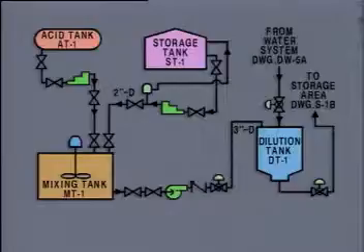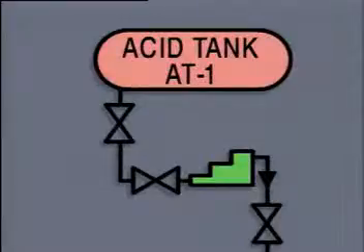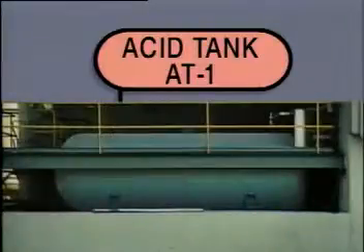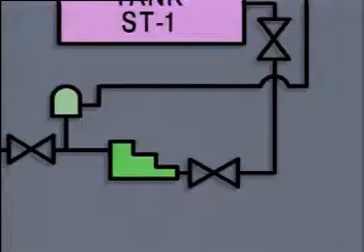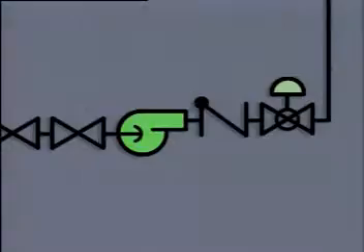Diagram symbols are often drawn to represent a certain view of the equipment they represent. For example, if you compare this symbol for an acid tank to the actual acid tank, you can see that it resembles a side view of the tank. This stair-step symbol is used to represent a positive displacement pump. Positive displacement pumps are designed to move a specific amount of liquid on each stroke.